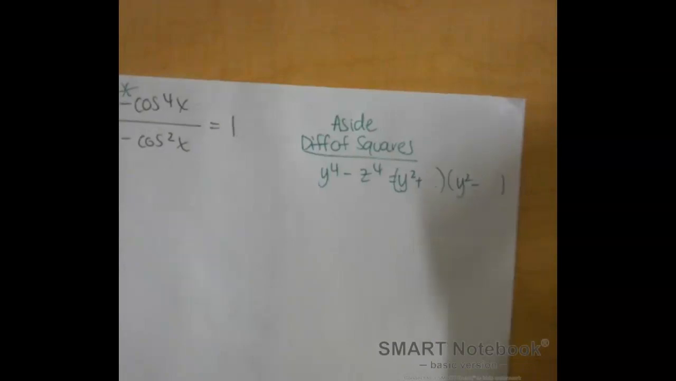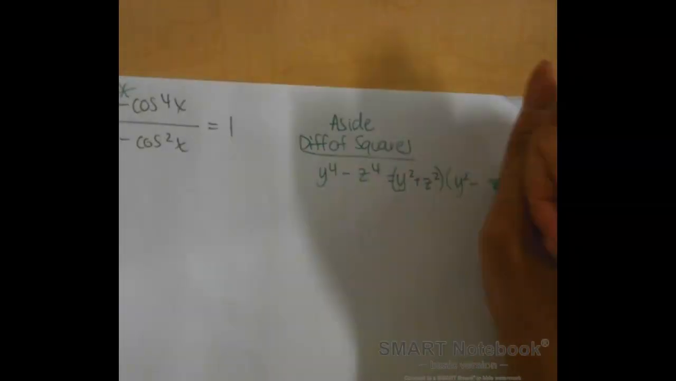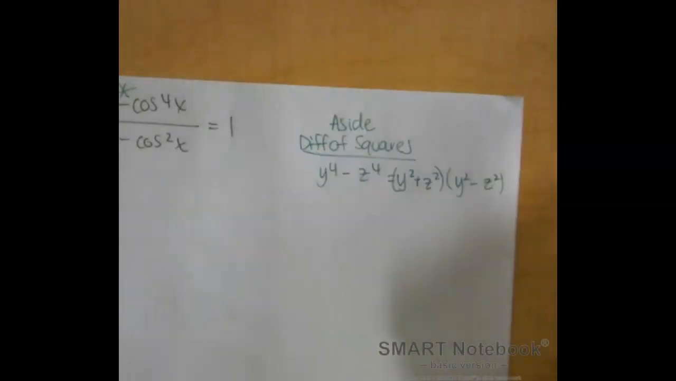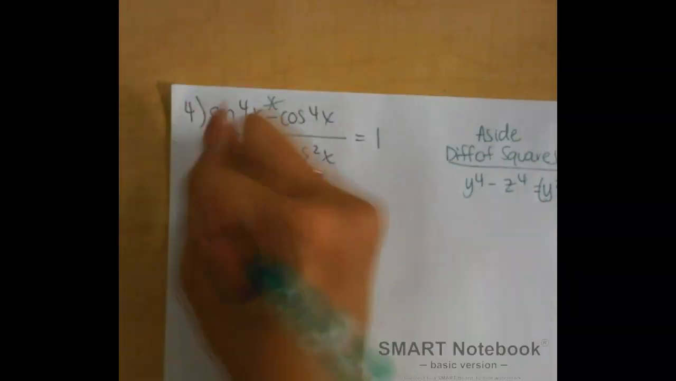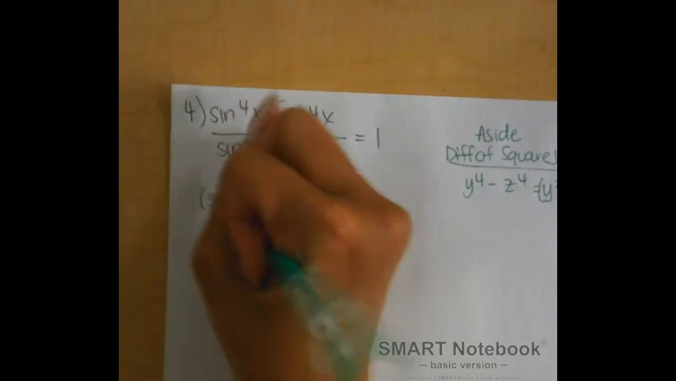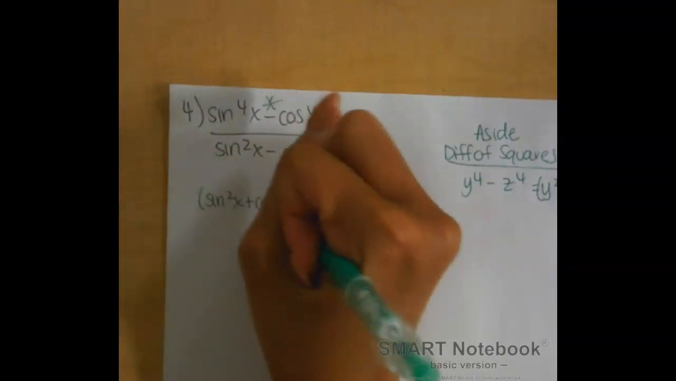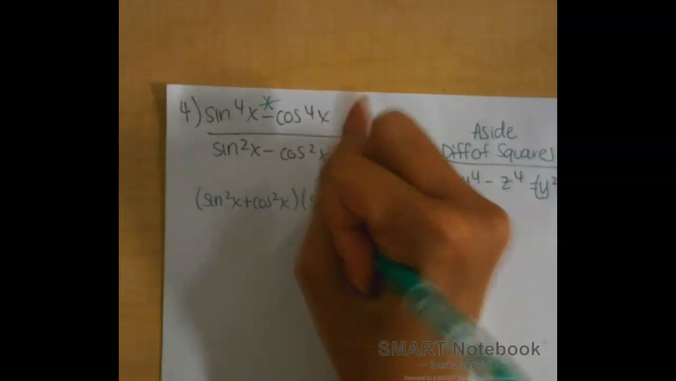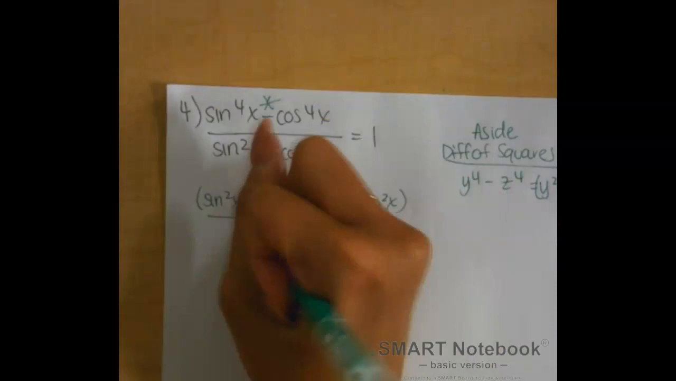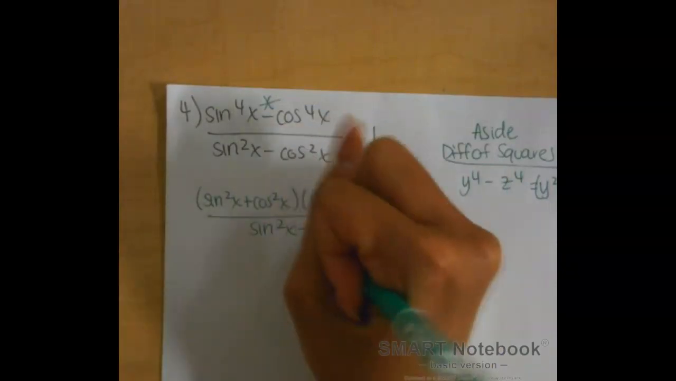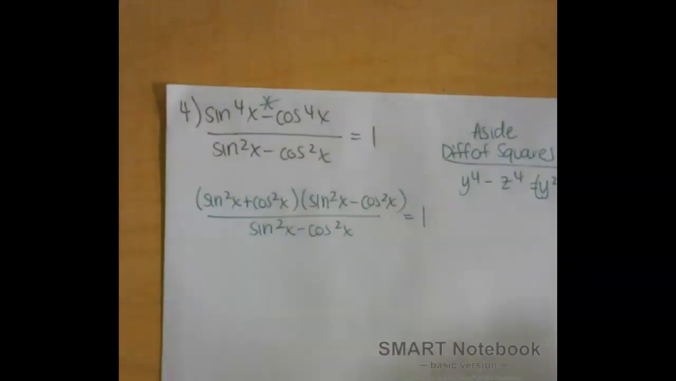I'm going to put plus, minus. What's the square root of z to the 4th power? So you're going to have z squared here, z squared here. So you're going to do the same exact thing, but you just have sine and cosine that you're dealing with. So I'm going to move this over, and I'm going to use this exact same strategy for this guy here. In the numerator, I'm going to rewrite this as sine squared x plus cosine squared x times sine squared x minus cosine squared x. And I'm going to divide all of that by sine squared x cosine squared x. And that's all going to equal 1.